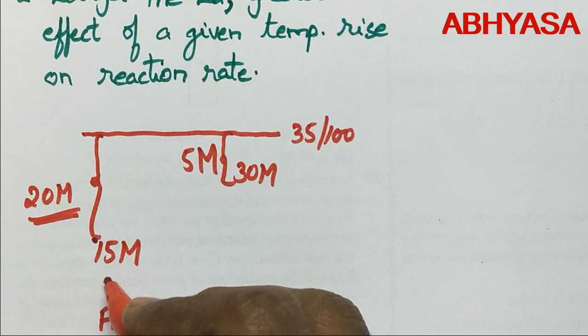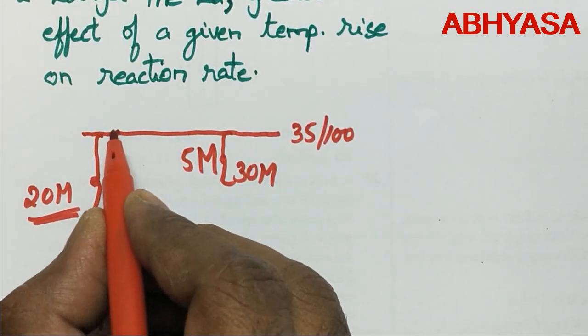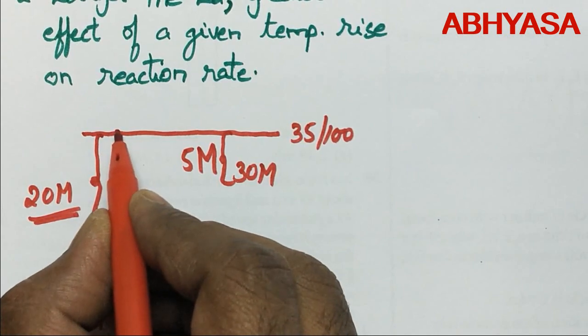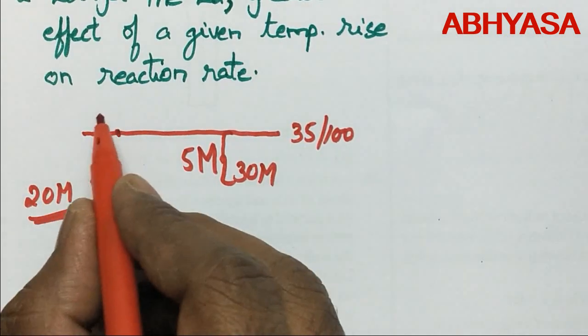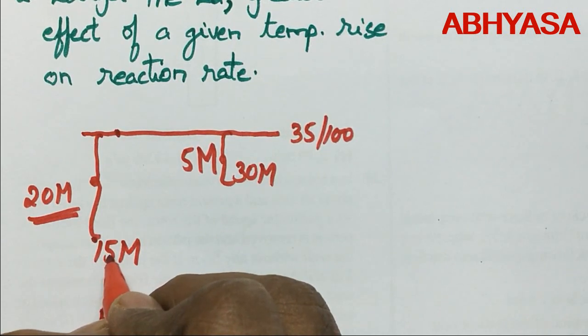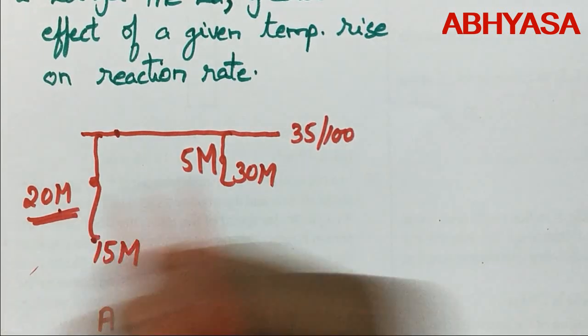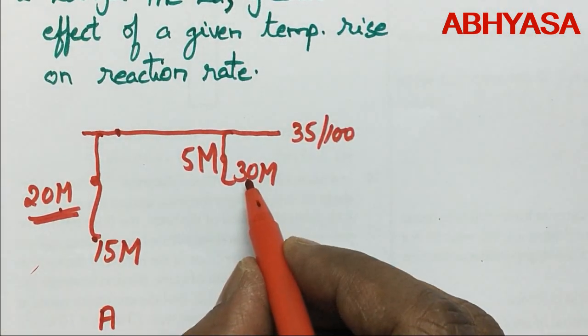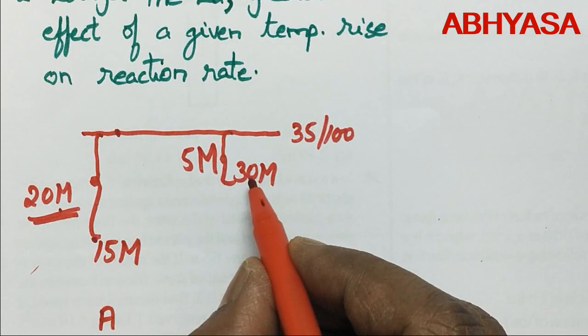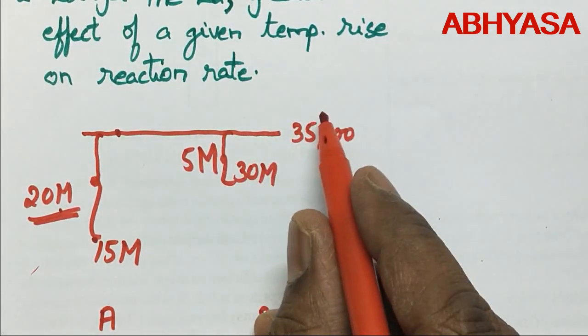Imagine this as the activation energy. This is the threshold energy barrier, or the energy barrier, which the reactant should cross to form product. In one case, the reactant molecules are already having 15 kilojoules of energy. They should gain an extra 20 kilojoules of energy. But for a different reaction, the reactants are already having 30 kilojoules of energy and require only 5 more kilojoules of energy to cross the energy barrier.